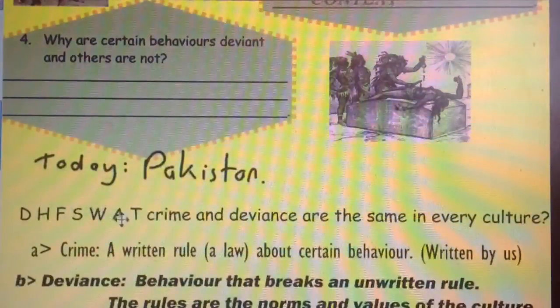This is a classic essay: discuss how far sociologists would agree that crime and deviance are the same in every culture. Of course, you wouldn't. They're different in every culture. So you'd say, well, crime is a written rule, deviance breaks an unwritten rule, the rules and norms of the culture. In class, we will talk about this in more detail, and this will be a classic essay. If this came up in the exam, it would be a very, very easy essay.